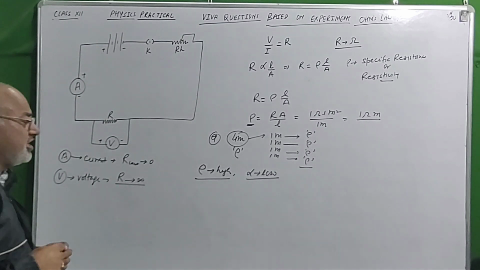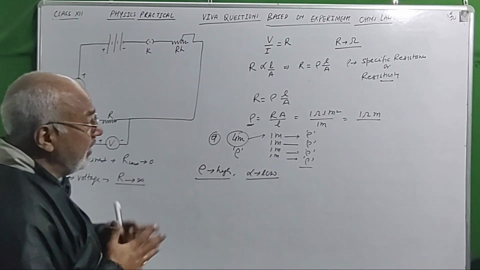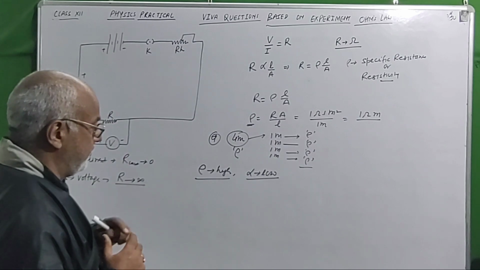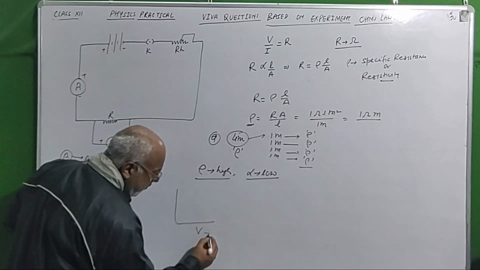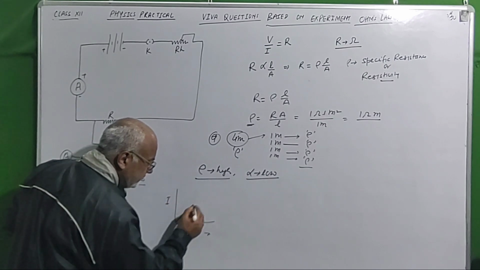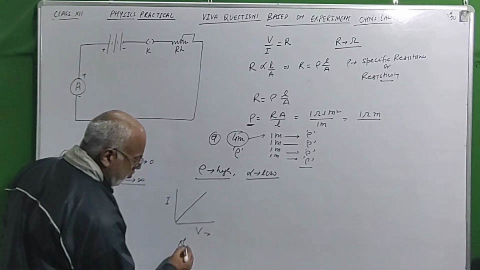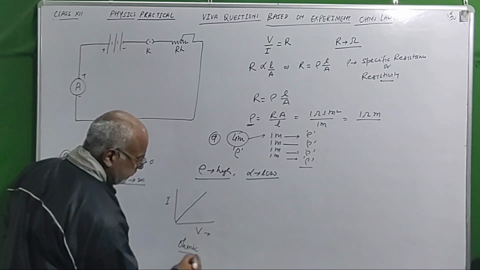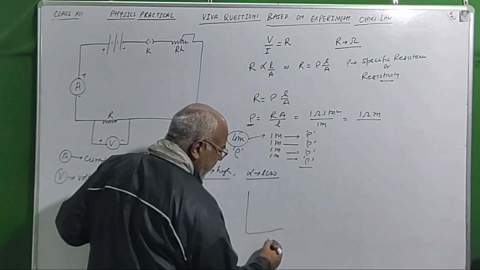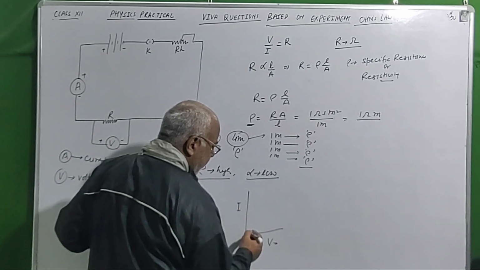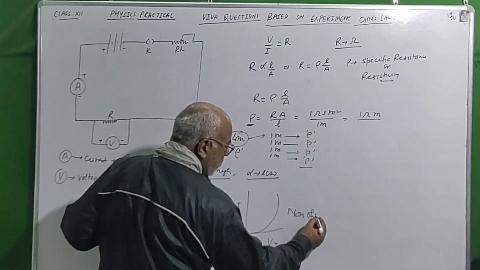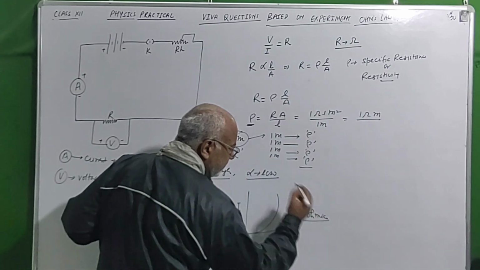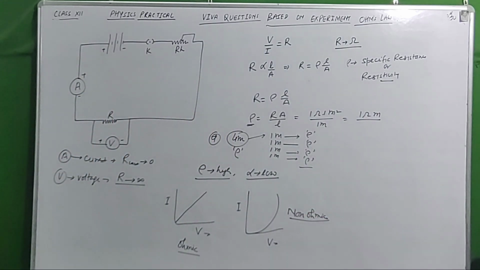Now, what is another thing? If we are doing this experiment and our graph between voltage and current is a straight line like this, what do we call it? Ohmic. If we vary the voltage and current and our graph is like this, what do we call it? Non-ohmic. Right?